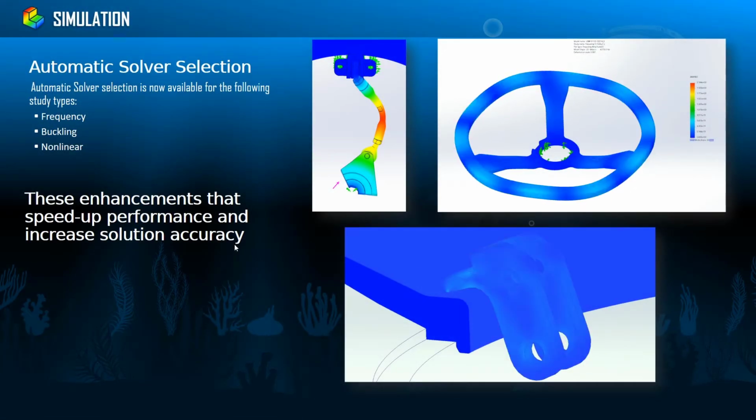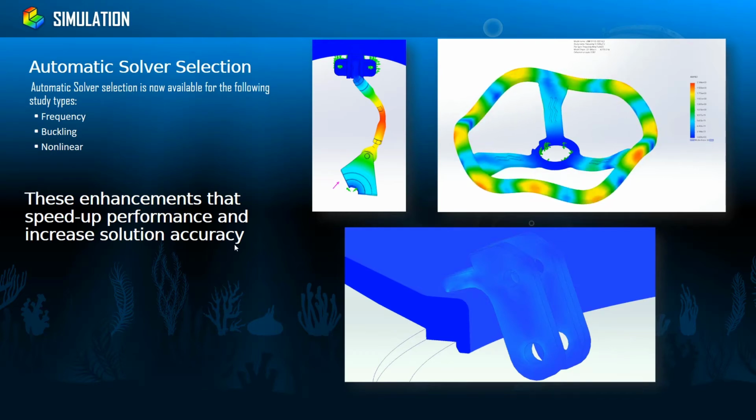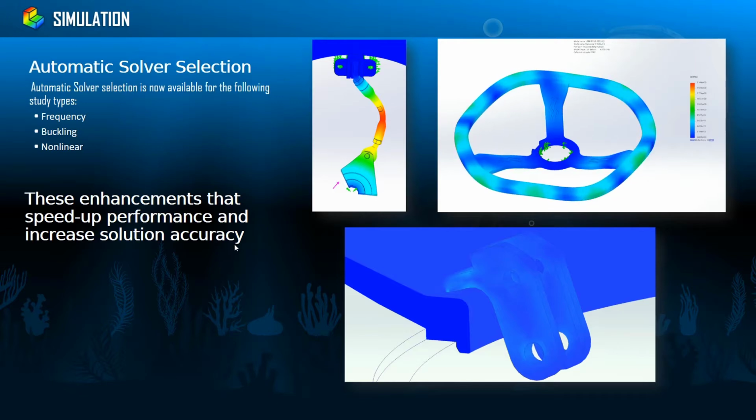Okay, so apart from this, we have one more update, that is automatic solver selection for buckling, frequency and nonlinear studies also. What it does is automatically select the solvers. We don't need to manually define it. So with these enhancements, this will speed up our performance and the solution accuracy. So this is all about SOLIDWORKS simulation updates since 2022.